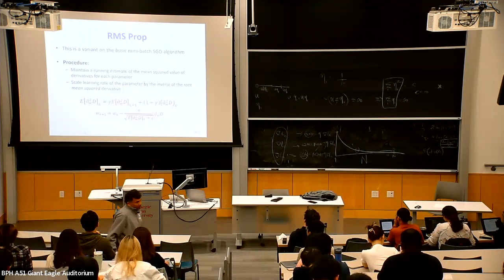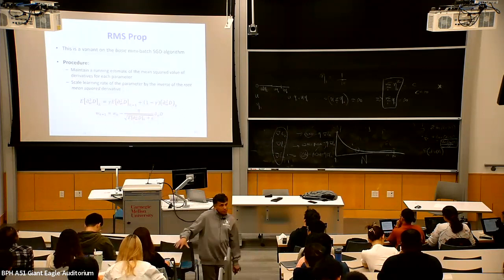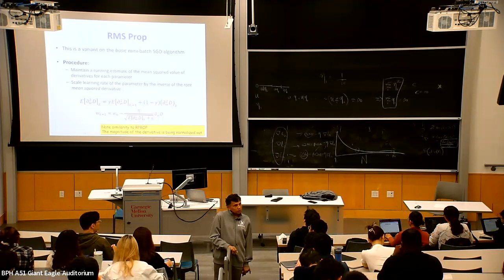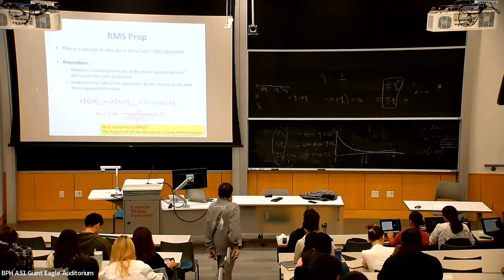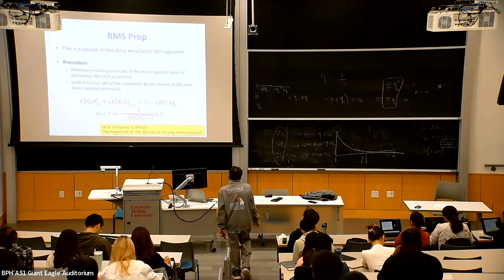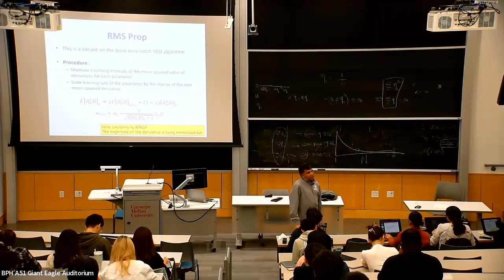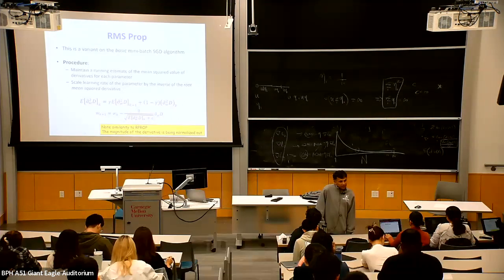This is the learning rate. This is still using the gradients, but the learning rate is inversely proportional to the mean squared value, so root mean squared value. Now note the similarity to R prop. In R prop, we only use the sign of the derivative, right?